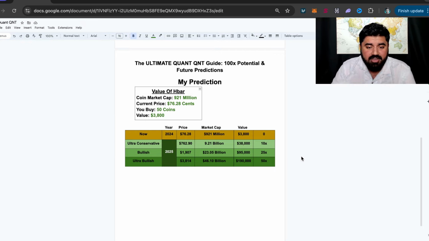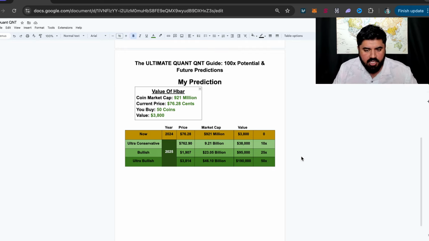So that's a 10x on your investment. So you put $3,800 in, and in a conservative bull case scenario you get $38,000 from your $3,800 investment, right?